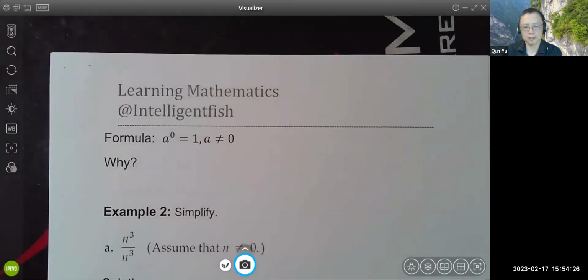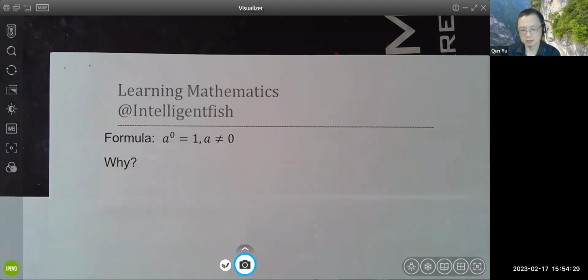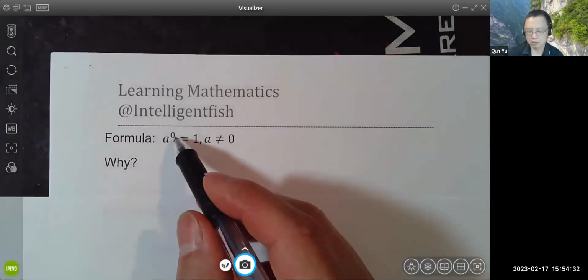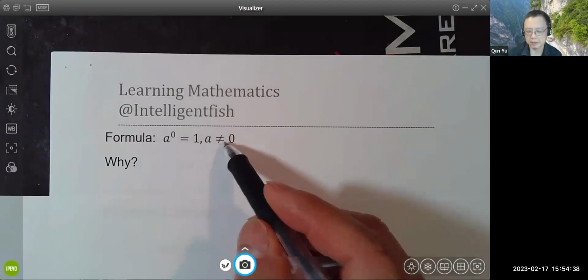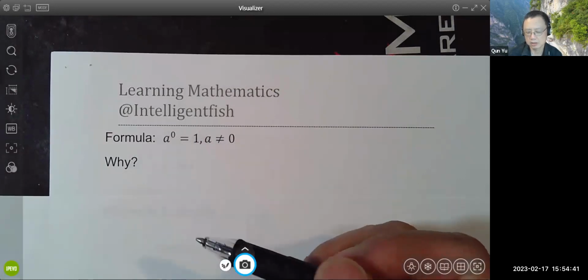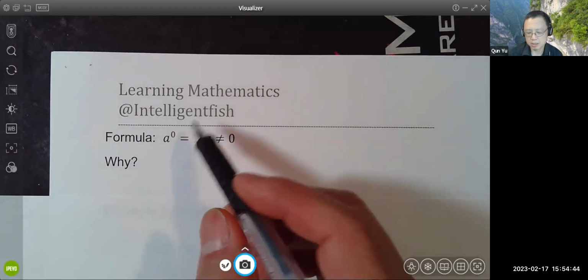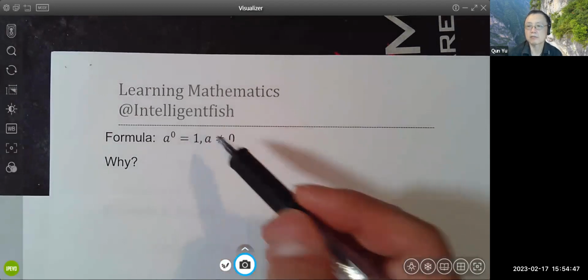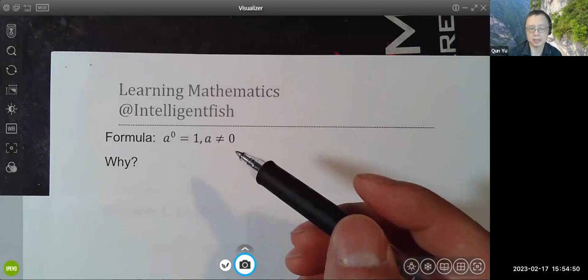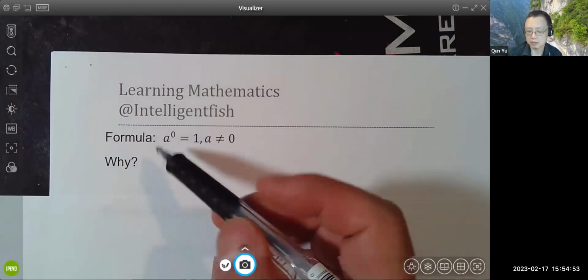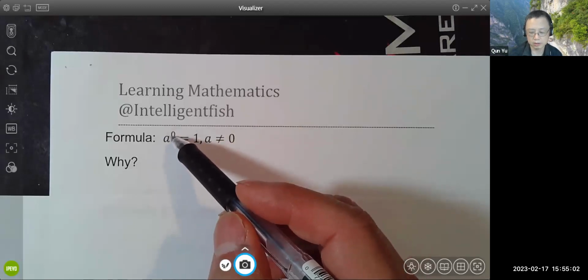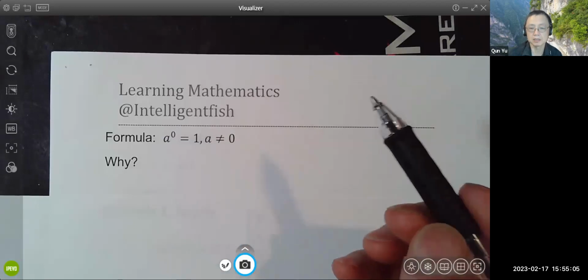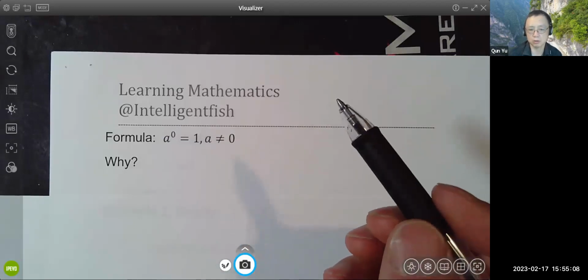Now we have another formula. This formula is interesting. a to the power of 0 equals 1. And the condition is that a itself cannot be 0. Base cannot be 0. Now, the interesting part is that this a is a variable. So a variable can take many, many different values. Regardless of what value you have for a, as long as you raise it to the 0 power, the result is always the same. That's interesting, right? So we want to know why.